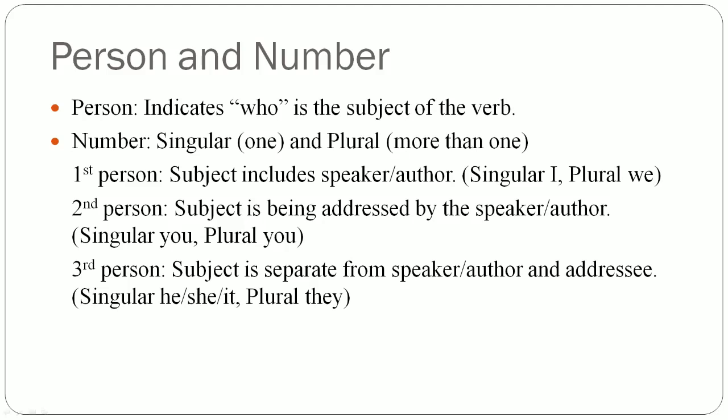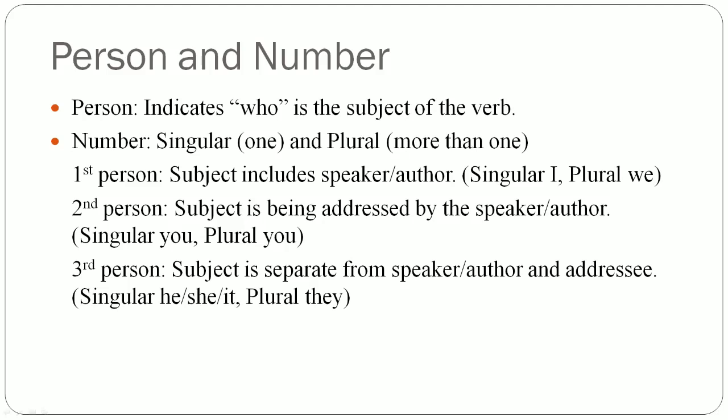There's also an element called number, and there are just two categories in number. There's singular, which means one, and plural, which means more than one. It could be two, it could be 2 billion. But plural is more than one, singular is one. These two things are very closely related.